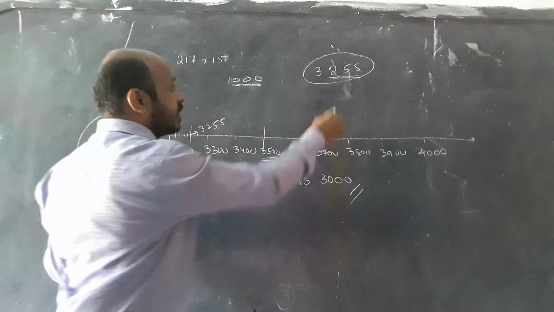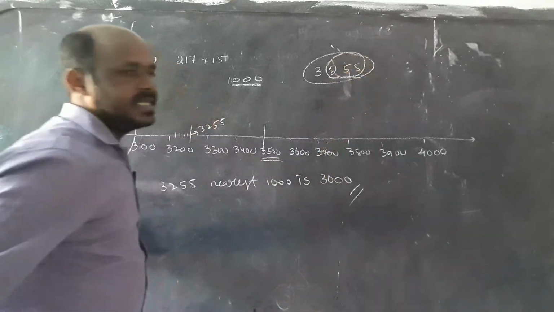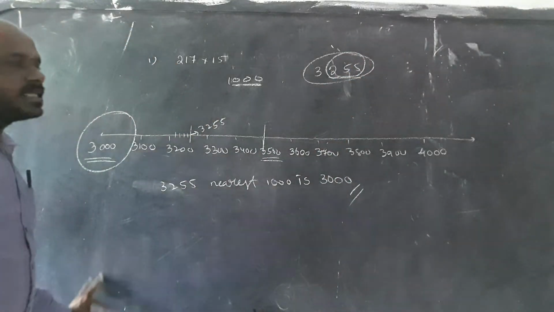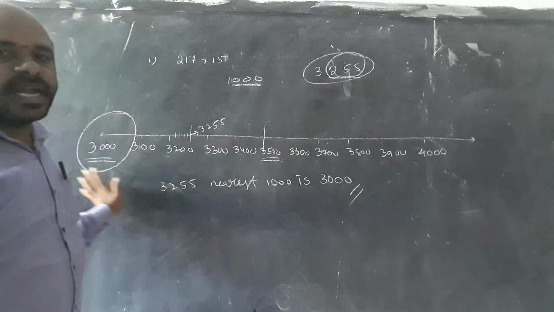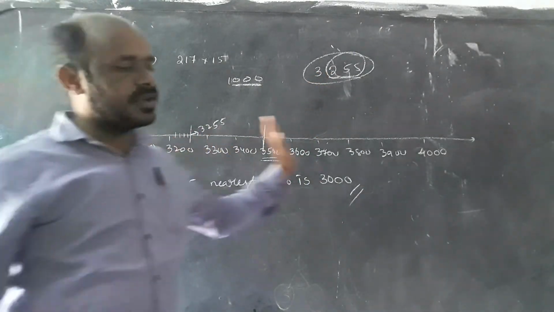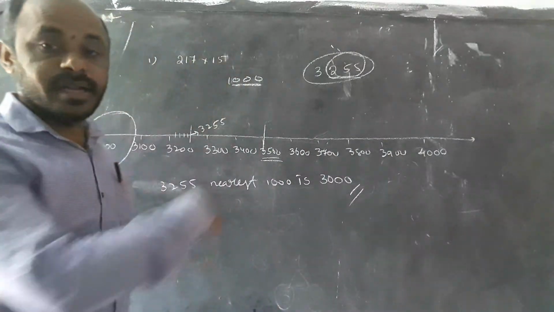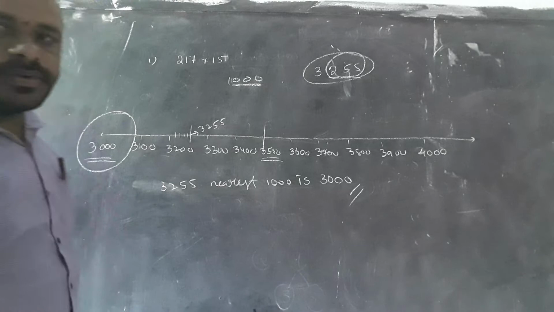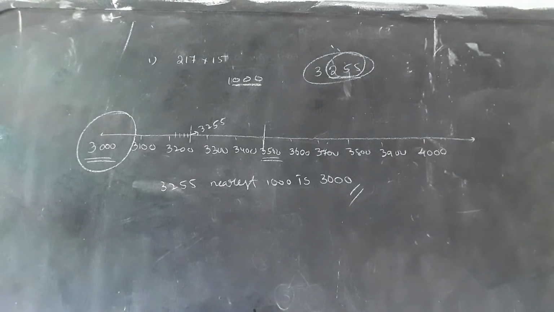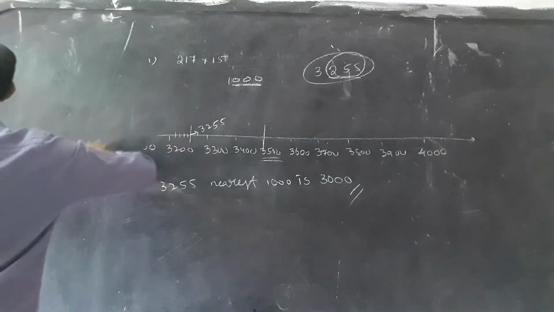See children, we are comparing the last 3 digits. If these 3 digits are below 500, it goes to the left side. Above 500 means the right side. Below 500 means the left side. This is the process of estimating the product and writing the nearest 1000. One more sum I will explain with the same process.